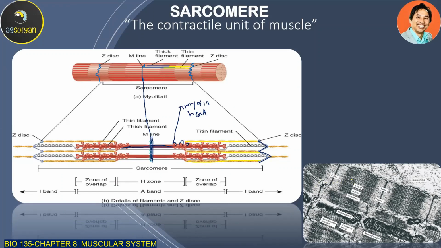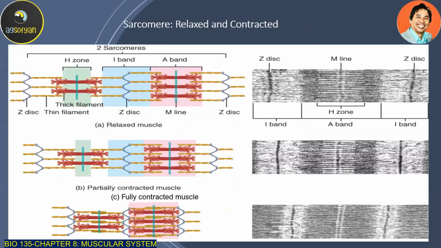If you see under the microscope, it's going to look like this. So you see the border, the stripe over here, because of the arrangement of the actin and myosin. Actin is the thin filament, and the myosin is the thick filament. So you see stripes under the microscope because of these arrangements of the actin and myosin.